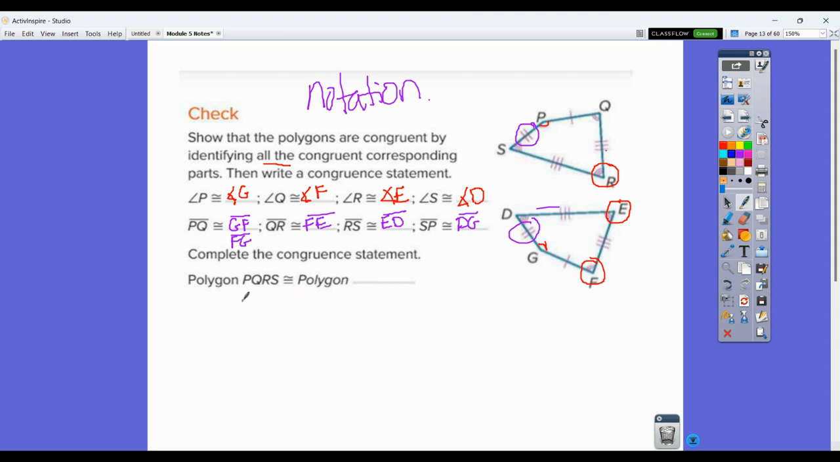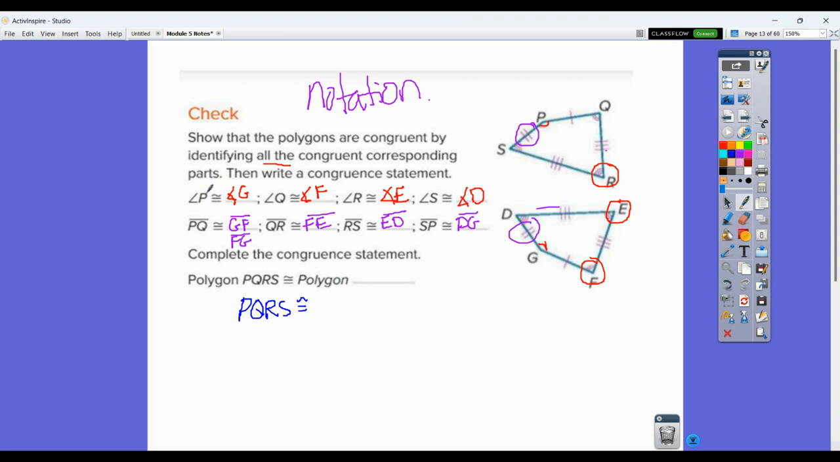tell me what figures are congruent to what. Now, they wrote polygon PQRS is congruent to polygon whatever, but you do not have to write a word in front of these. If it's 3 letters, you have to put a triangle symbol in front. But as soon as you get to 4, it's considered to be a polygon, and you can keep growing from there. So PQRS, you have to match them up in the correct order.